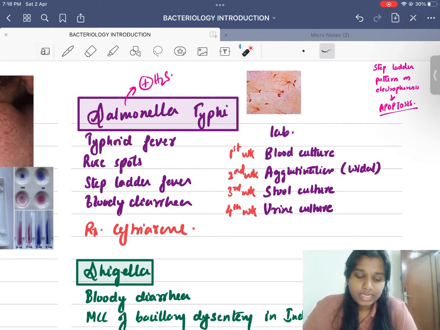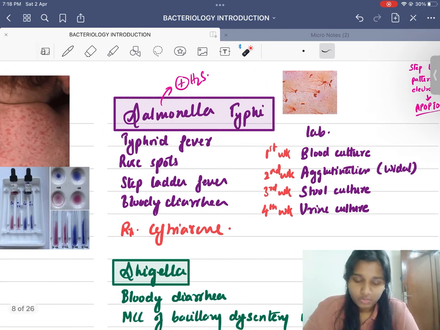Then an important question about typhoid is at what week you'll use which test, right? So the mnemonic is BASU, BASU. For the first week you use the blood culture, second week you use the agglutination test, which is the Widal test, stool culture for the third week, and then urine for the fourth week.